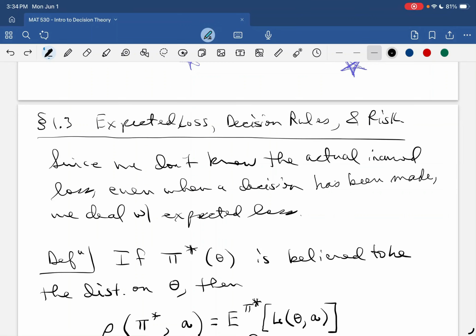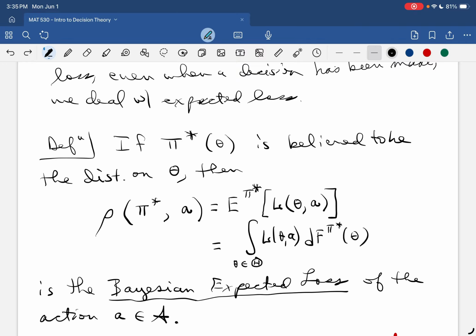In section 1.3, we're going to look at expected loss, decision rules, and risk. Since we don't actually know the loss incurred even after a decision has been made, we deal with expected values, expected loss, and then later on with no data. When we have data and we look at more classical types of decisions, we'll look at something called risk and look at the expected value of that.